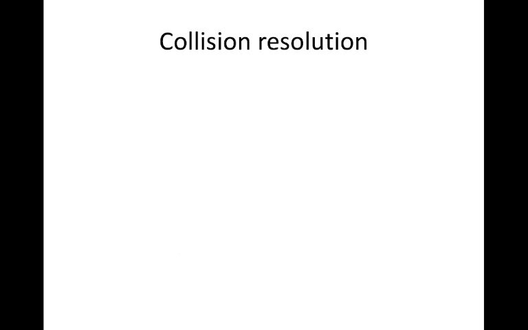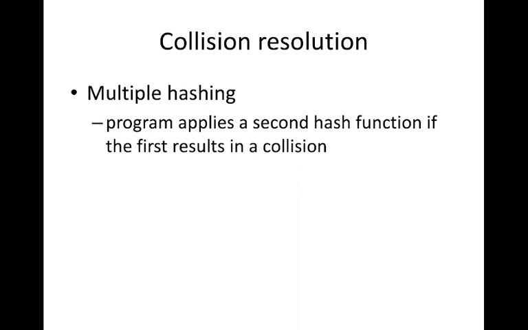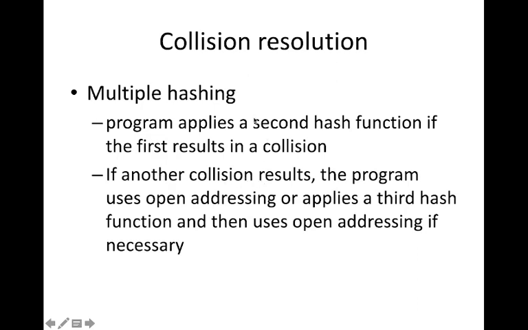Then the third method for collision resolution is multiple hashing. When a collision occurs, the program applies a second hash function if the first results in a collision. If the second hash function also results in a collision, the program uses open addressing, the first method for collision resolution, or we can apply a third hash function and then use open addressing if necessary. So this is known as multiple hashing.